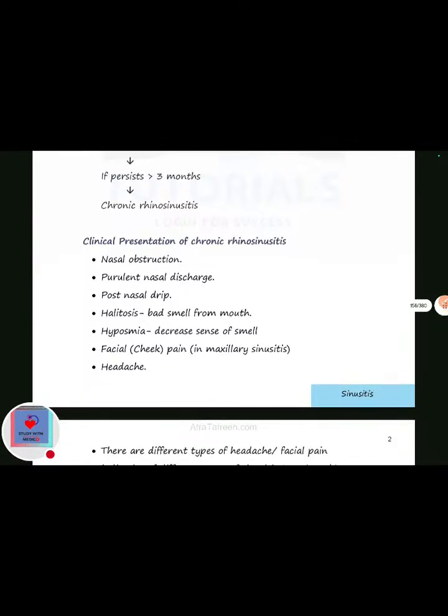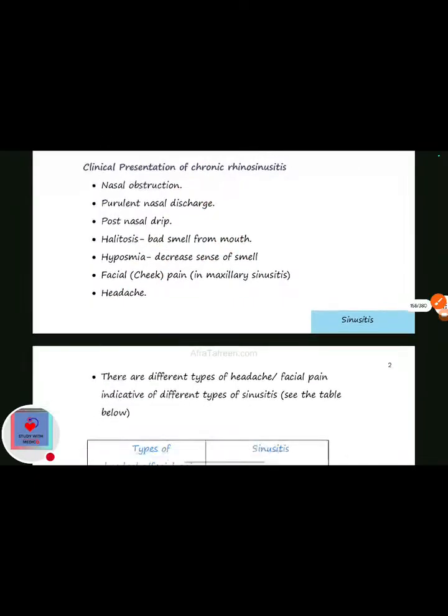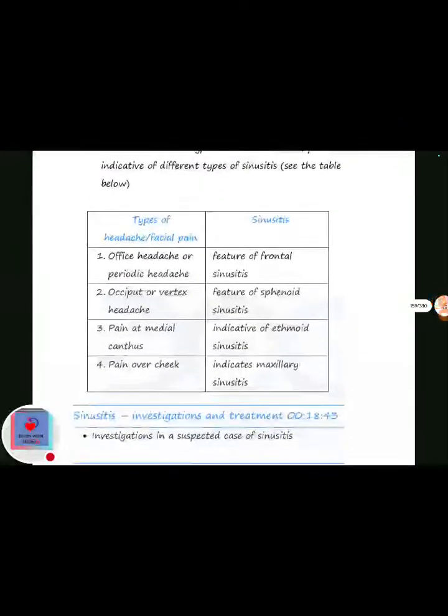Take the presentation. How will the patient present to you? My nose is obstructed. Purulent nasal discharge, purulent meaning bacterial, pus is there. Postnasal drip. Halitosis, bad smell from the mouth. Hyposmia, decreased sense of smell. Facial cheek pain in maxillary sinusitis, headache. Different types of headache and facial pain are indicative of different types of sinusitis.